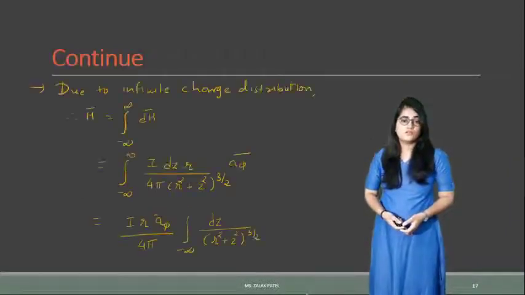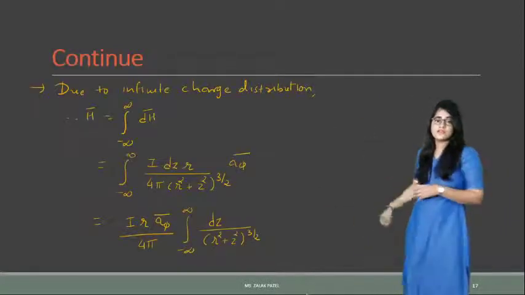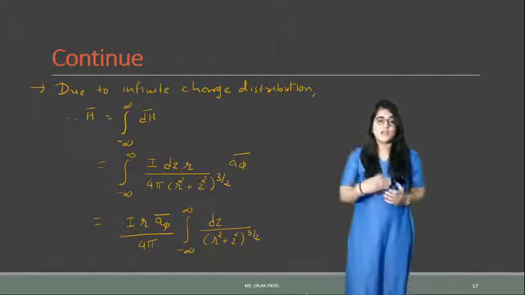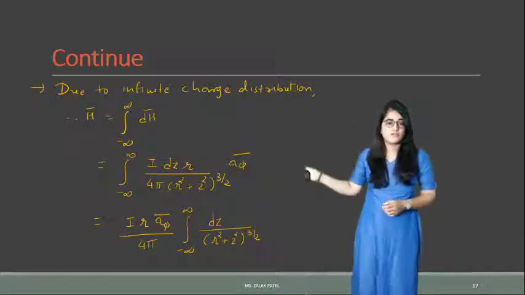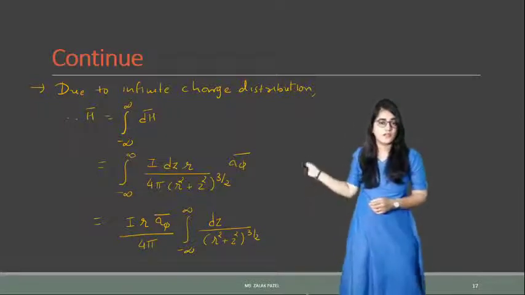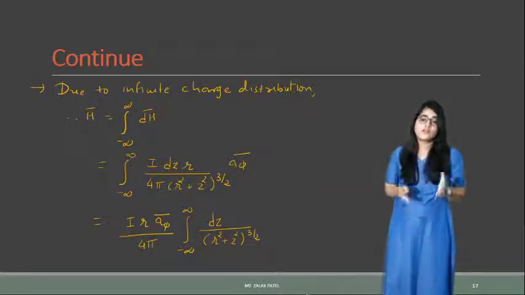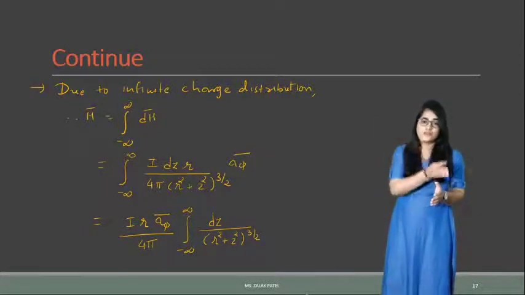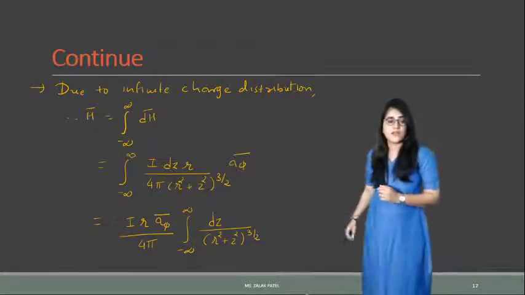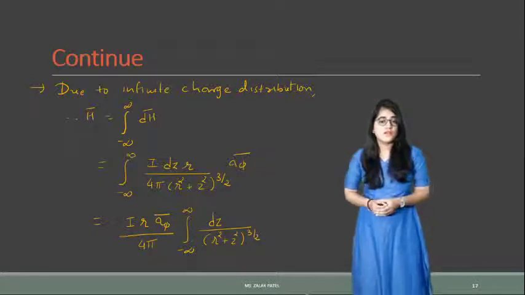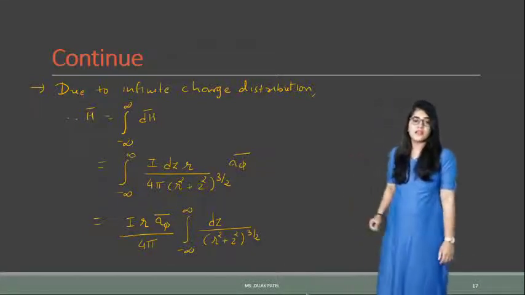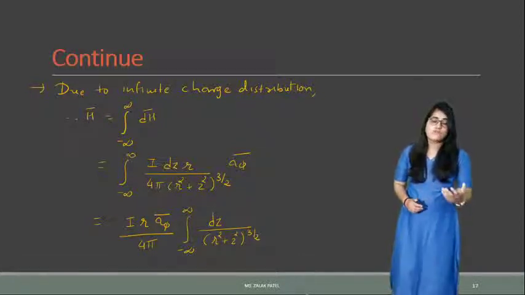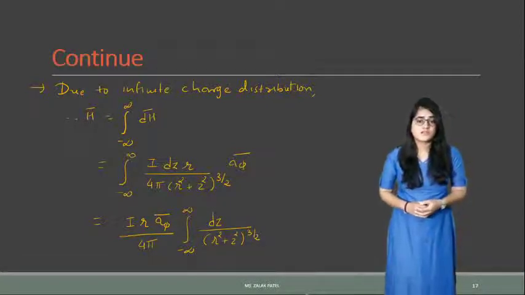Now this is the infinite line charge distribution, so we have to take the integration from minus infinity to plus infinity. Let's put the values in this integral form. Whatever term is constant with respect to that particular integral is taken out of the integration. So I, R and 4 pi are constant, so they are out of the integration. The remaining term is dz upon r square plus z square raised to 3 by 2. Now you have to solve this.